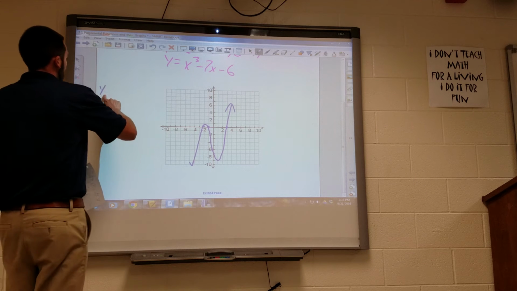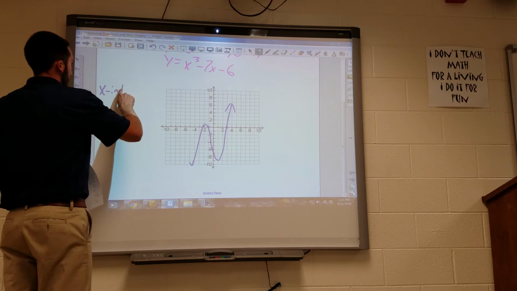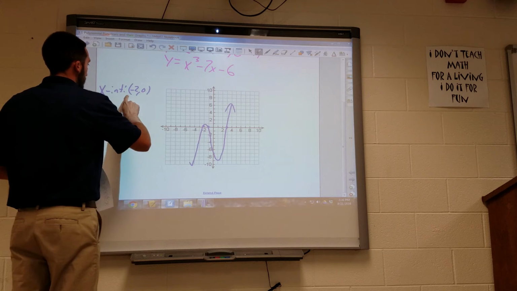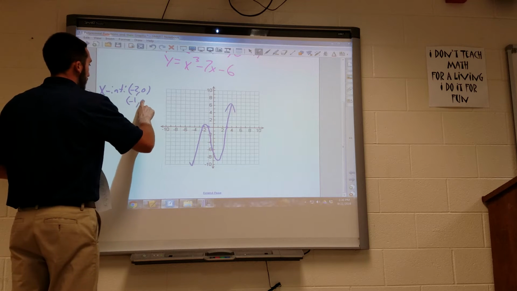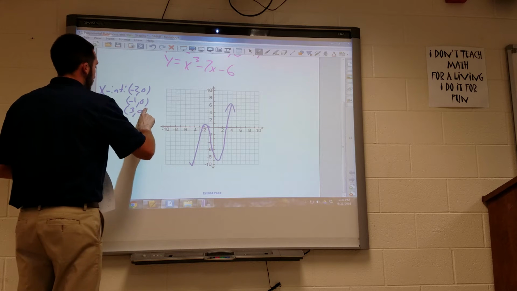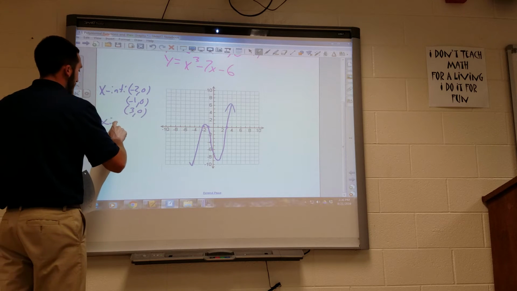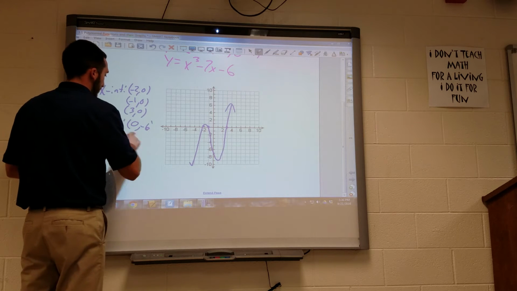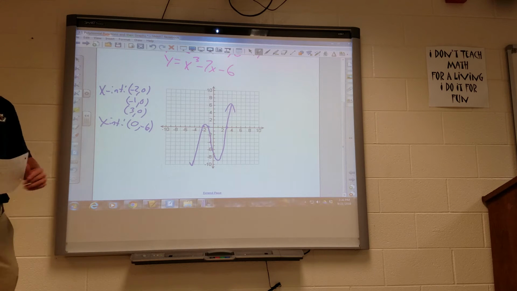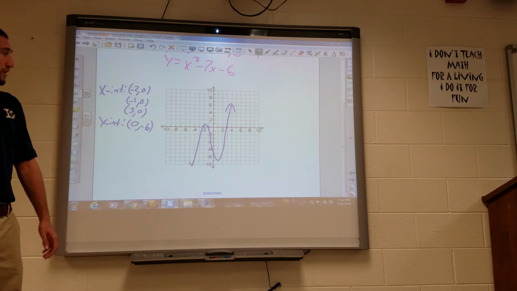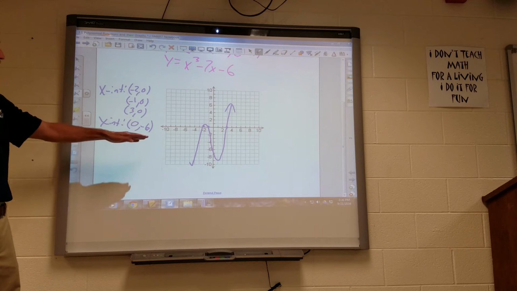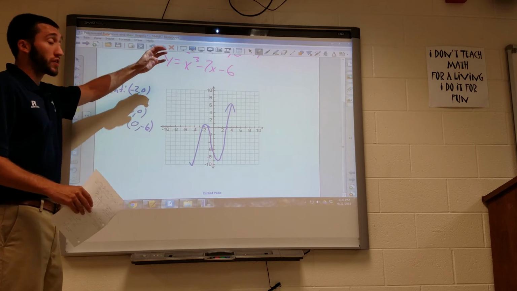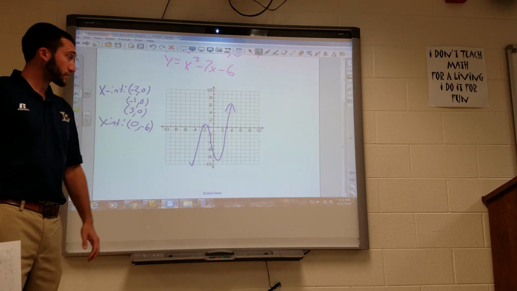So x-intercepts, we have the points (-2, 0), (1, 0), and (3, 0), with a y-intercept of (0, -6). So now we've sketched our graph. Okay, we have found our intercepts, and next we need to talk about the end behavior.